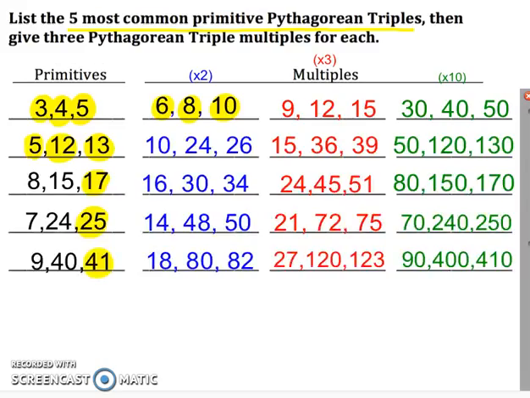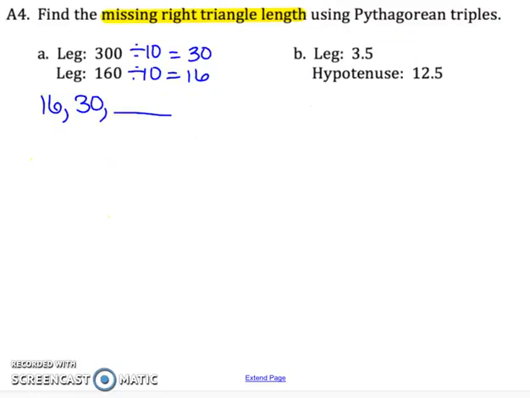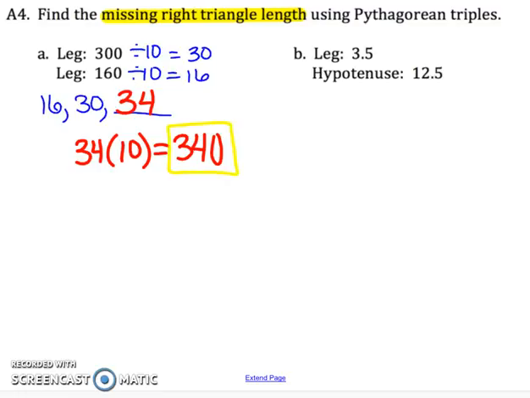Going back to my list, I can see here that I have 16 and 30. That missing hypotenuse length then is 34. Now, remember, in the beginning of the problem, we divided everything by 10. So I need to take 34 and multiply that by 10, and that gives me 340. So there is my missing hypotenuse length.